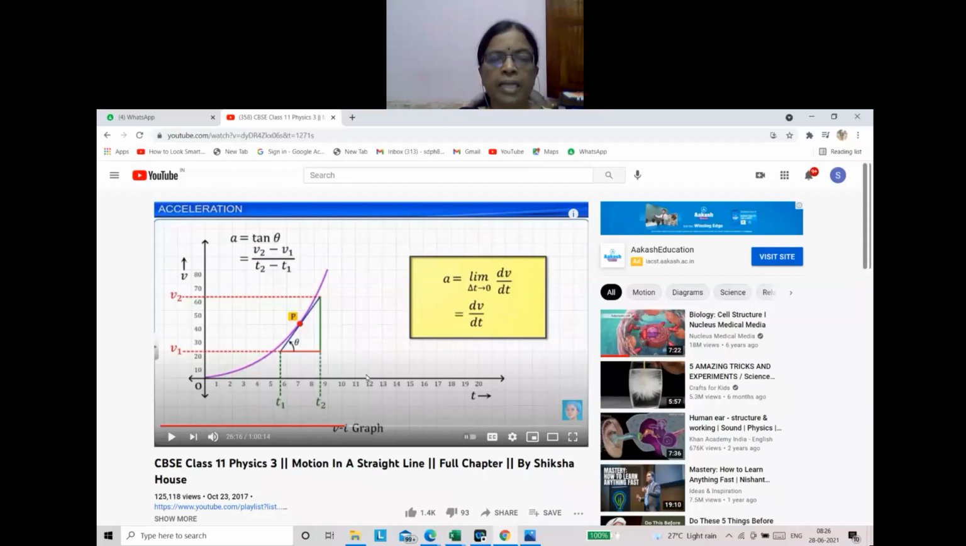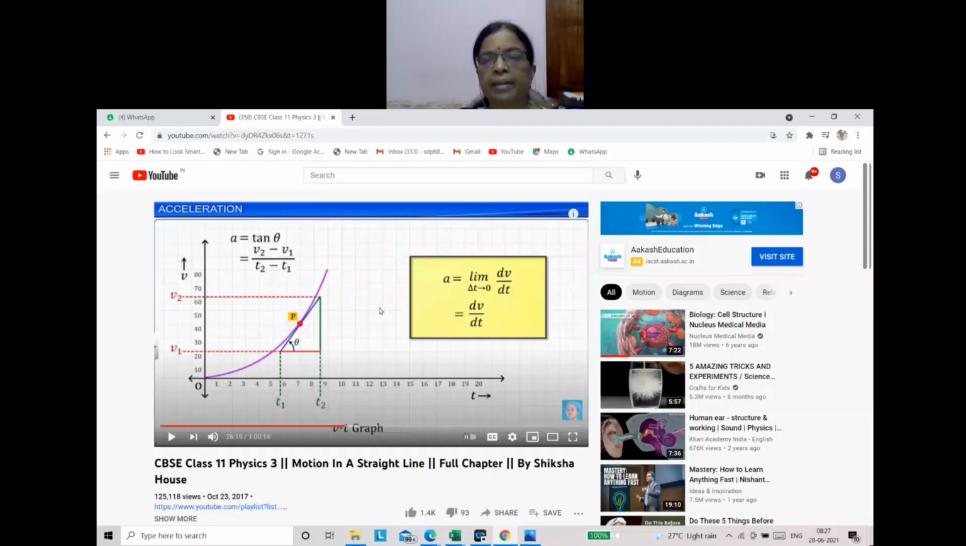This is the VT graph. Velocity along the y-axis, time along the x-axis. And from the VT graph, how will you find acceleration? Average acceleration we know, V2 minus V1 by T2 minus T1. Instantaneous acceleration, we have to give the time limit. As I explained, in the case of instantaneous velocity, we have given the limit to time when delta t tends to 0. Delta x by delta t, that is instantaneous velocity.